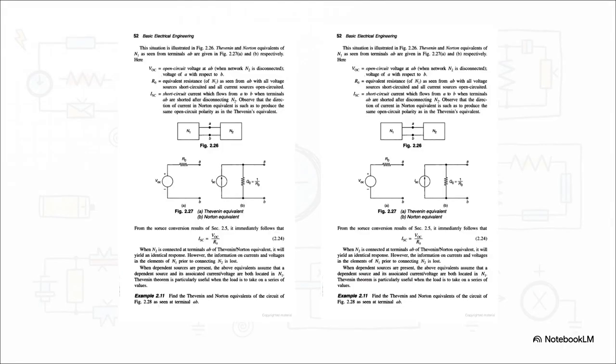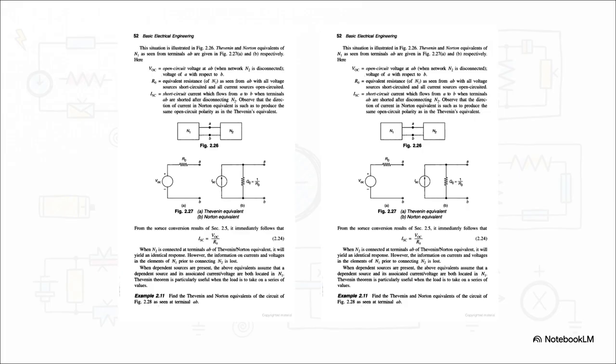Now, what's really interesting here is how this visually proves the magic trick. On the top, you see a box labeled N1, and it's connected to a box labeled N2 at two terminals, A and B. Just imagine N1 is that terrifying, messy circuit from our earlier diagrams, the one with all the loops and matrices. Now look right below it.